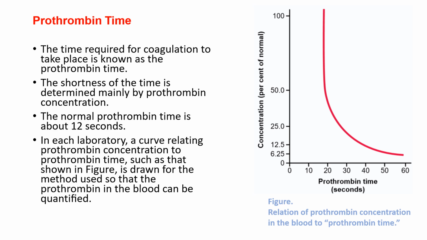The time required for coagulation to take place is known as the prothrombin time. The shortness of the time is determined mainly by prothrombin concentration. The normal prothrombin time is about 12 seconds. In each laboratory, a curve relating prothrombin concentration to prothrombin time, such as that shown in the figure, is drawn for the method used so that the prothrombin in the blood can be quantified.